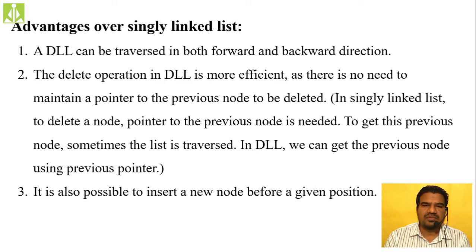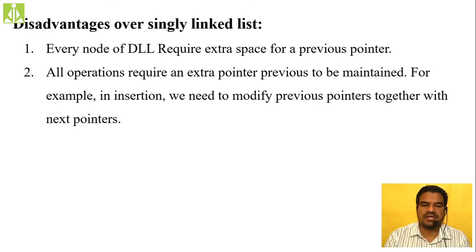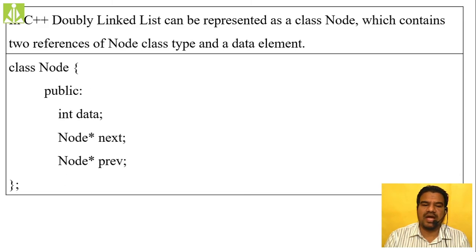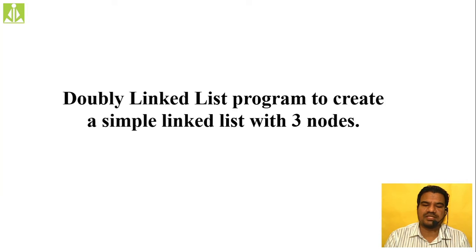So the advantages over your singly linked list we discussed. Then the disadvantage over the singly linked list is that we are maintaining an extra pointer for pointing to the previous node as well. So this is a drawback. Then representation: your head pointer itself represents the complete doubly linked list. So all this discussion we had, and this is the C++ code representation of your node. Each and every node will have all these things.